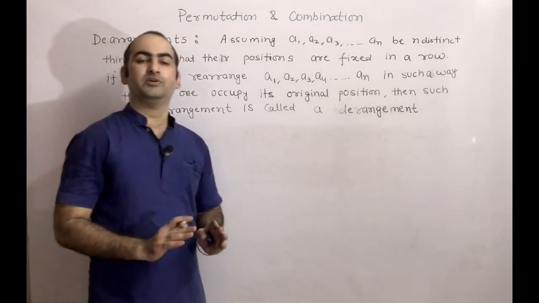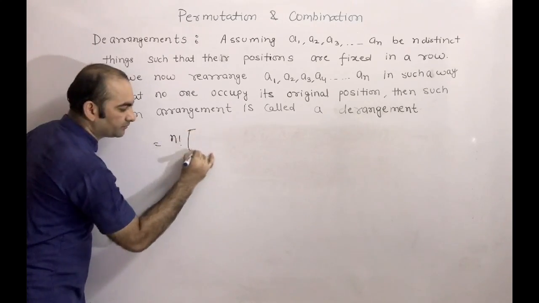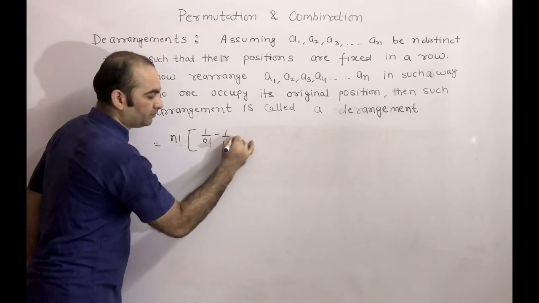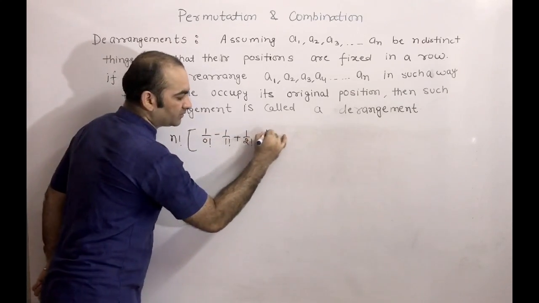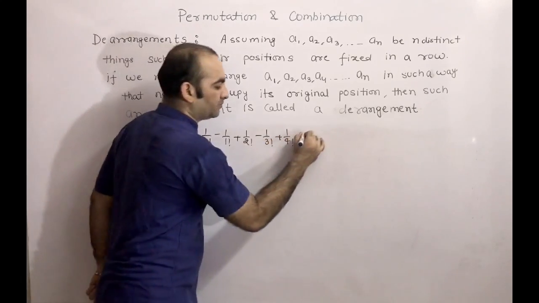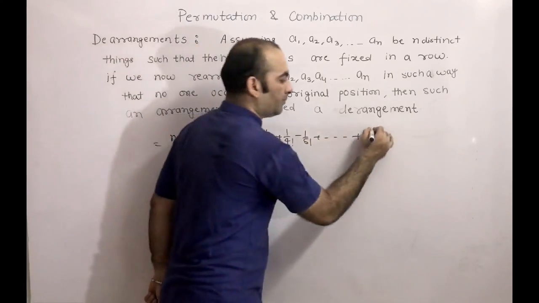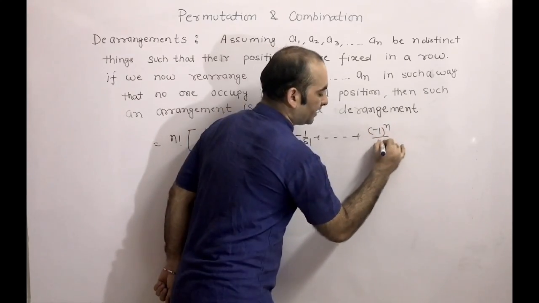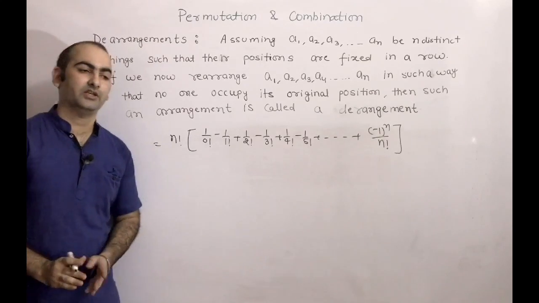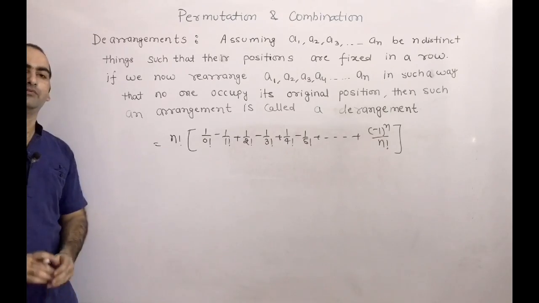For finding the derangements of n things we use this formula: n factorial times the bracket of 1 by 0 factorial minus 1 by 1 factorial plus 1 by 2 factorial minus 1 by 3 factorial plus 1 by 4 factorial minus 1 by 5 factorial, and so on, continued till minus 1 power n divided by n factorial. This is the formula for finding the derangement of n things, so we use it for finding the total number of ways of derangement.